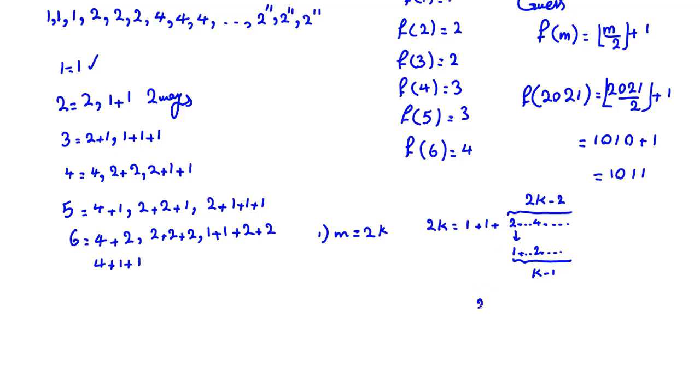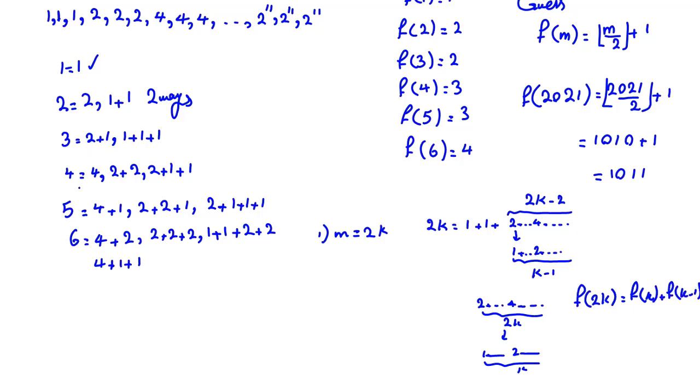If you don't have any 1s, so some 2s, some 4s, and so on, it will be 2k. And when you divide by 2, it will be some 1s, some 2s, and it will be k. So we conclude f of 2k equals f of k plus f of k minus 1.